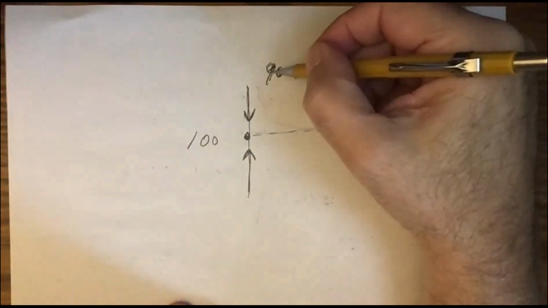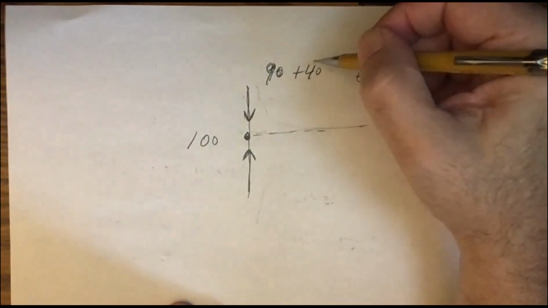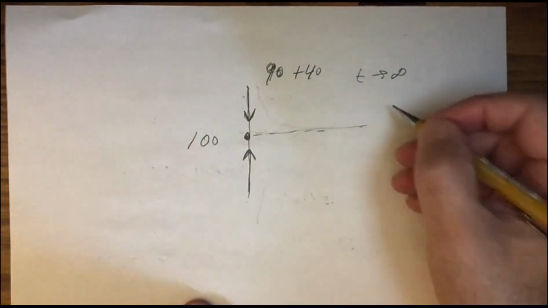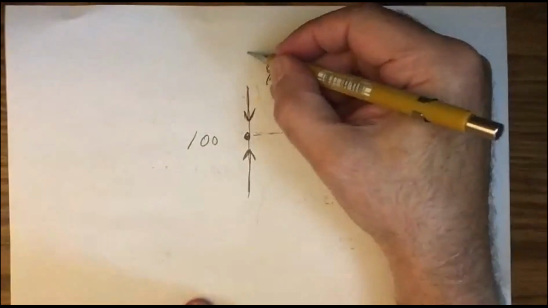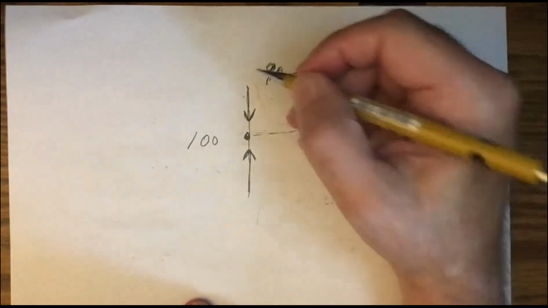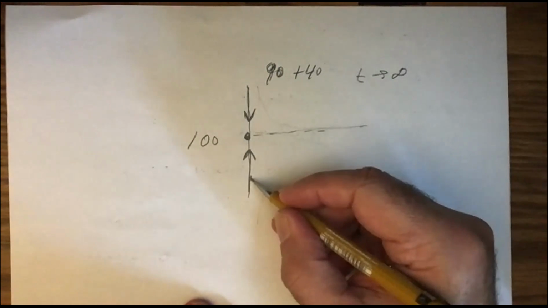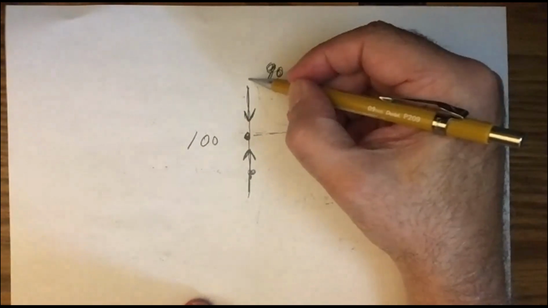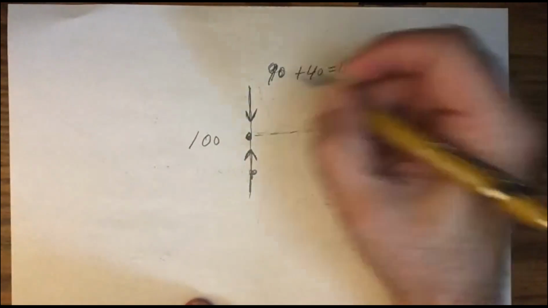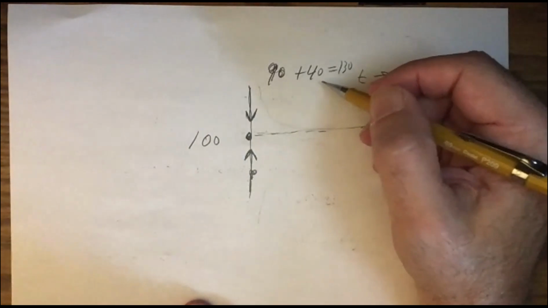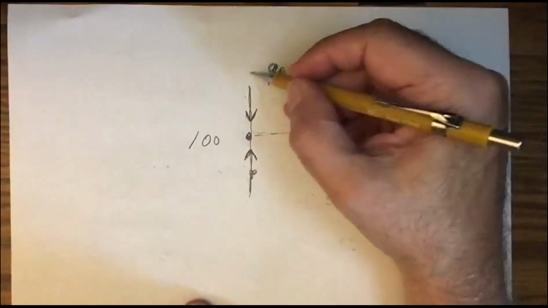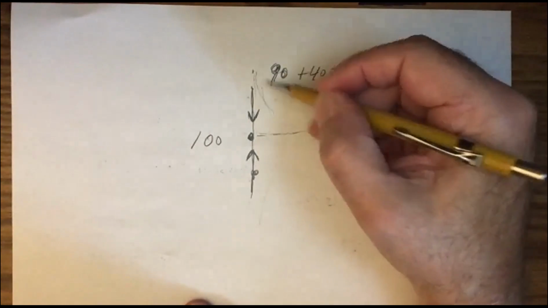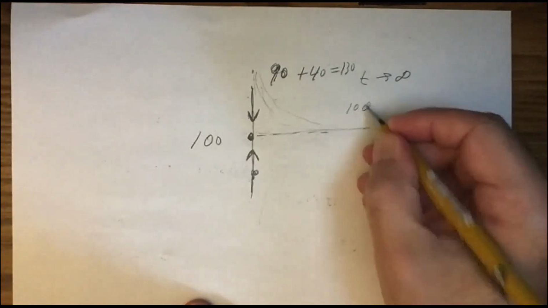I started out with 90, I added 40. What's going to happen? The number of giraffes is still going to go to 100. If we start here at 90, down here, then it'll go to 100. If we start up here, let's say 130, where we took giraffes from one park to another park, eventually, unfortunately, the giraffes are going to die off, and we're going to end up with 100 giraffes.